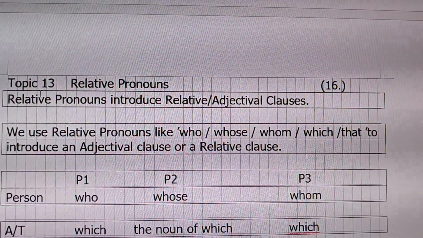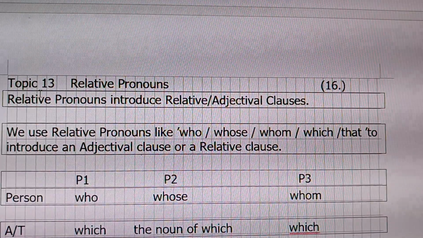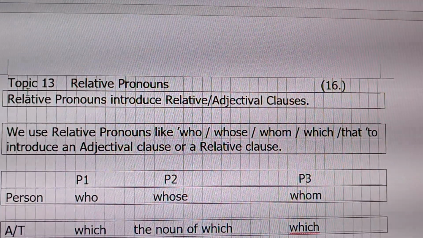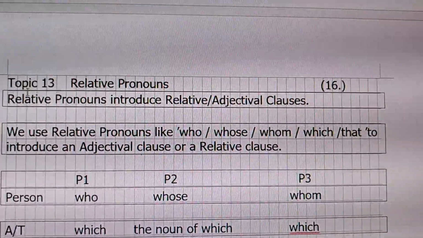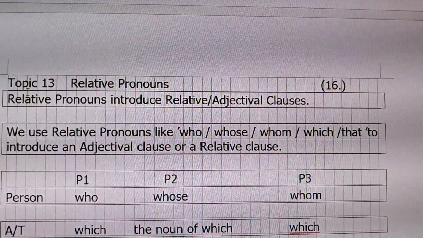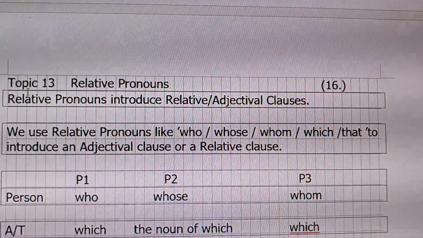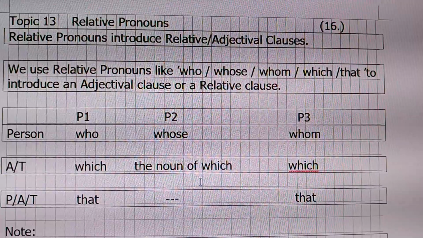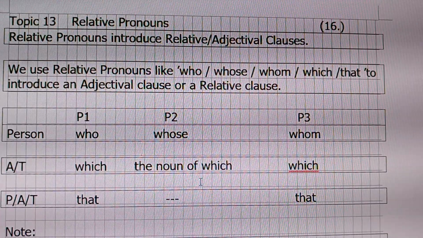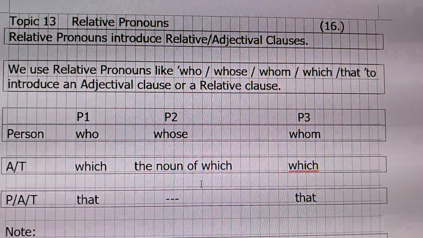Alright, so now come to topic 13. That is the hardest one, a more complicated one. So relative pronouns, but they are organized. When it is well organized, it is easy to learn. We use relative pronouns who, whose, whom, which, and even that, to introduce an adjectival clause or relative clause.